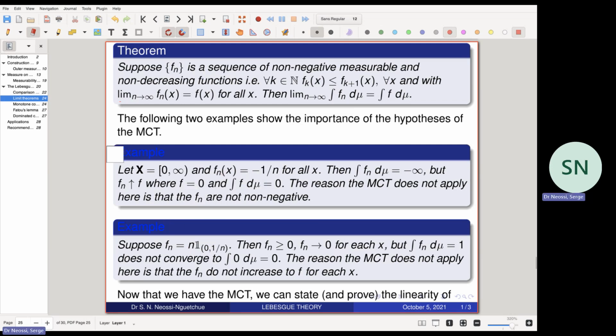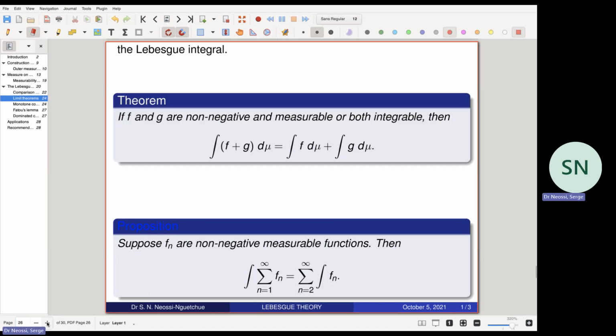Okay, now that we have the monotone convergence theorem, we can state the linearity of the Lebesgue integral. If f and g are non-negative measurable functions, both integrable, then the integral of the sum is equal to the sum of the integrals. Unfortunately, we are not going to prove it here.